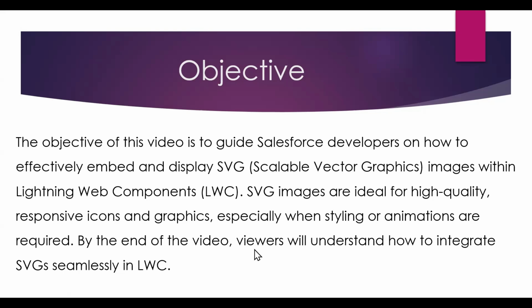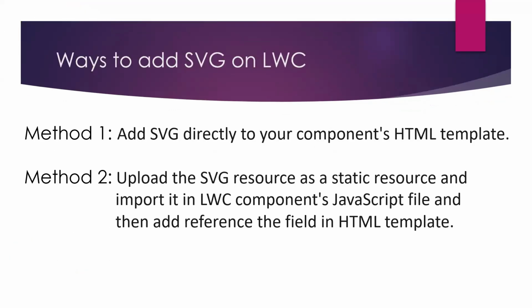In this tutorial, we will see two methods to add an SVG icon on a Lightning Web component. The first method is to add the SVG directly to your component's HTML template. The second is to upload the SVG resource as a static resource, then import it in the LWC component's JavaScript file and add a reference to the fields in the HTML template. If you have any doubts, I would be referring to the official Salesforce tutorial. I will share the link in the description below, so if you want, you can follow that link.